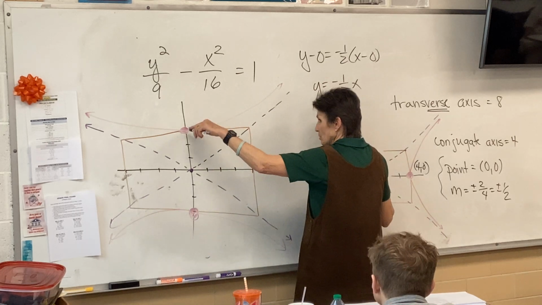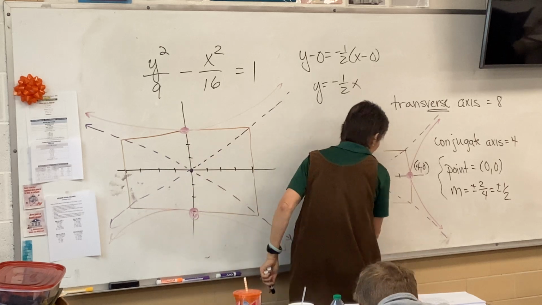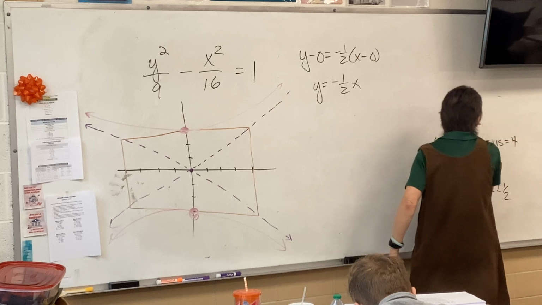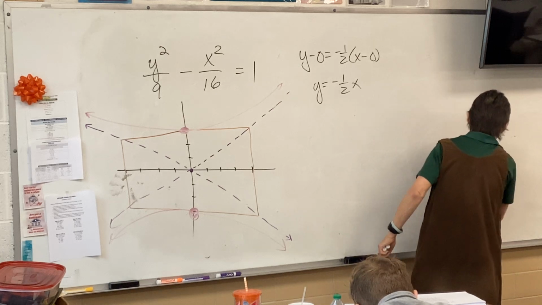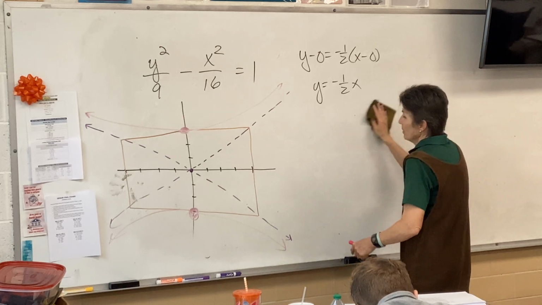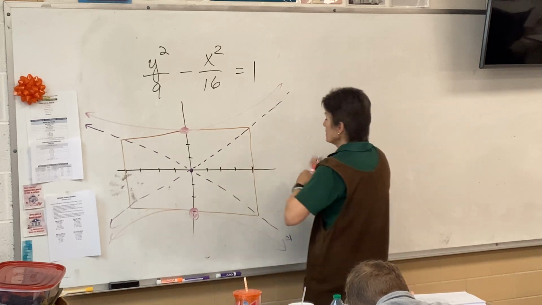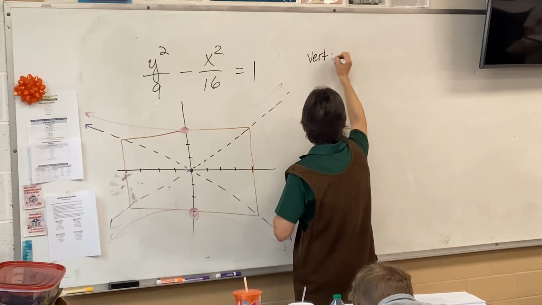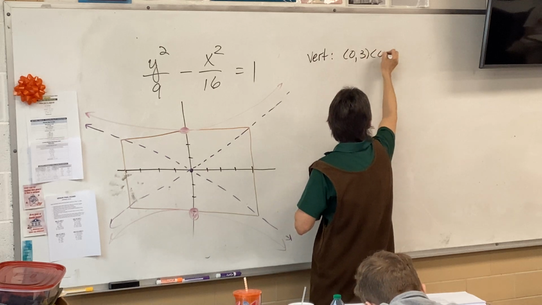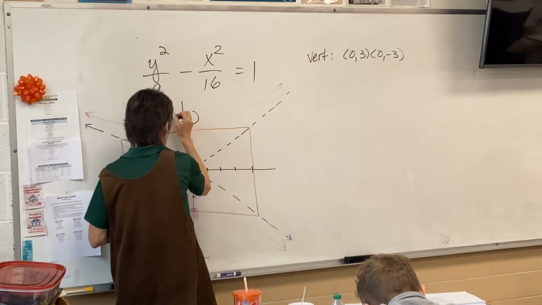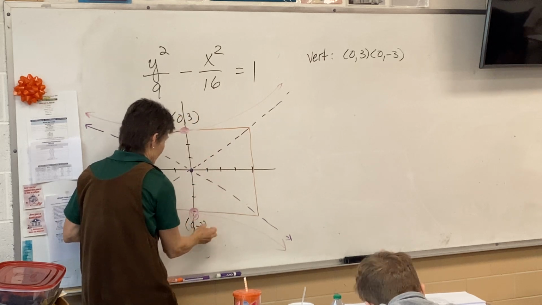Can anybody tell me what those 2 big pink dots are? Those big pink dots are my vertices. Can anybody tell me what they are? 0, 3, and 0, negative 3? Okay, so my vertices are 0, 3, and 0, negative 3, right here, right here.